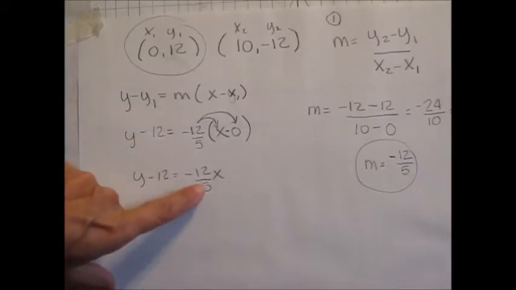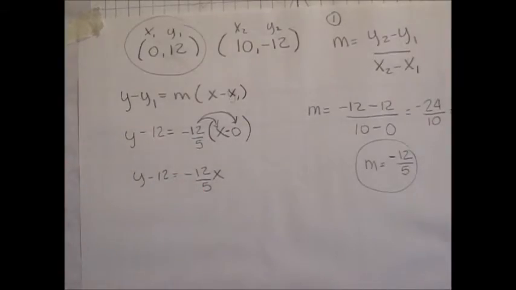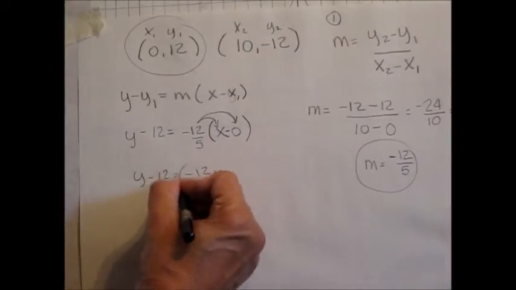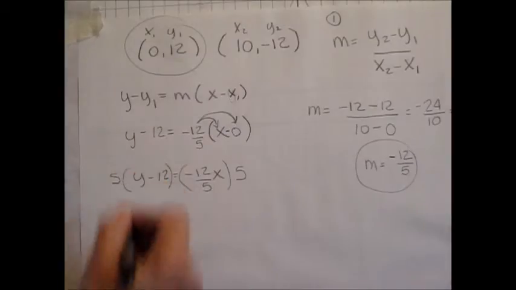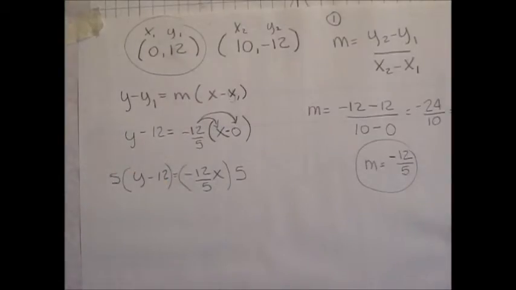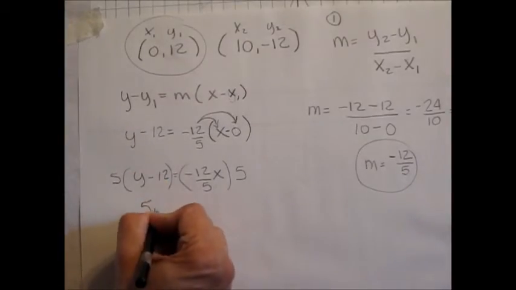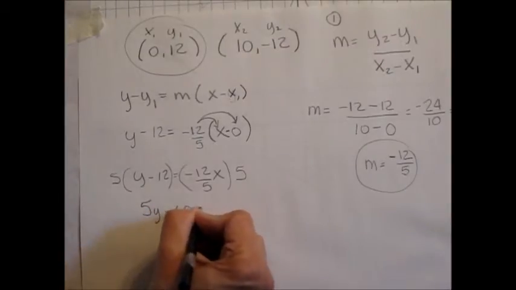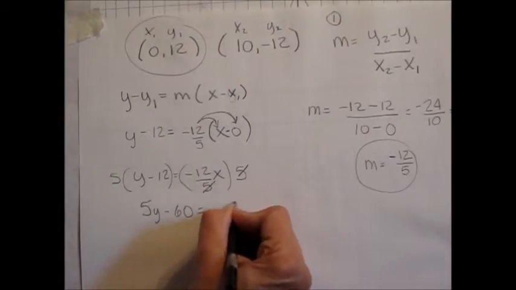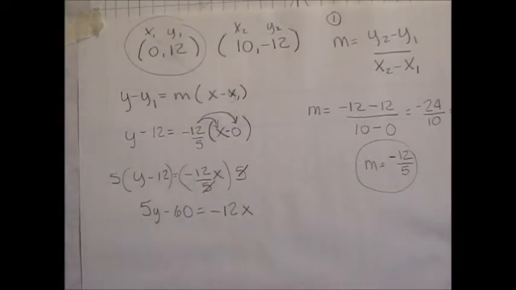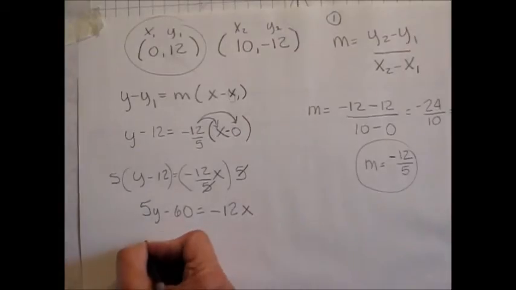So this 5 is really bothering me, so I'm going to get rid of that 5. I'm going to multiply both sides by 5, which I can do because it's an equation, and I'm dealing with a fraction. So I end up with 5y minus 60 equals, the 5's cancel out, negative 12x. Now I'm more comfortable with the equation. I don't like fractions in my equation. So I'm going to set that to be in standard form.